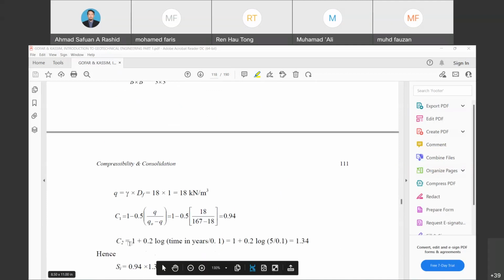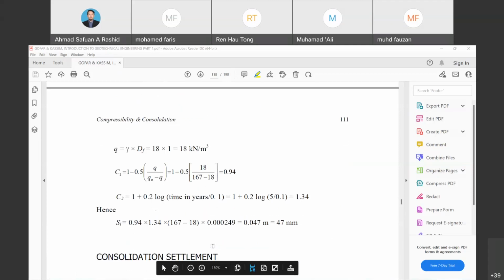But the last one is the C2, where it has an influence of the time. So then we get 1.34. So the total of the immediate settlement for the sand is 47 millimeter. So that is the SI for 5 years predictions.